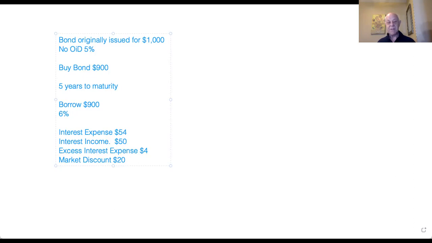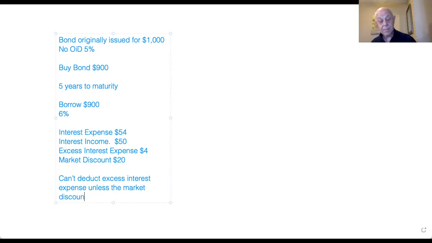Since your excess interest expense is less than your market discount, you can't deduct any of the excess interest expense. You can only deduct the excess interest expense to the extent it exceeds your market discount, because that means you really lost money. So in this case, we can't deduct the excess interest expense unless it exceeds the market discount that was accrued for the year. Right? So we can't deduct the $4, but what we can do is carry forward the $4.